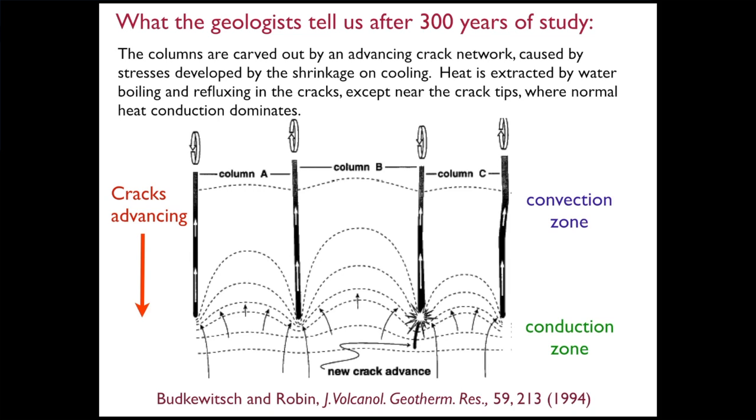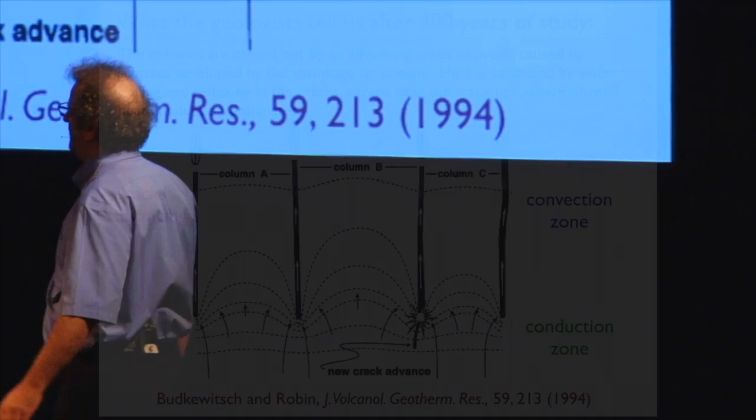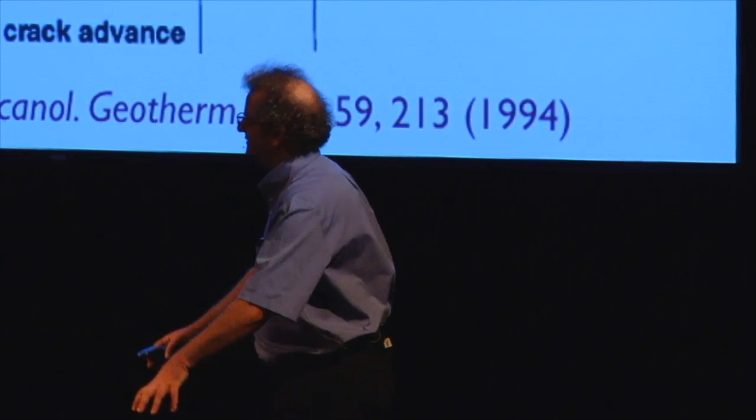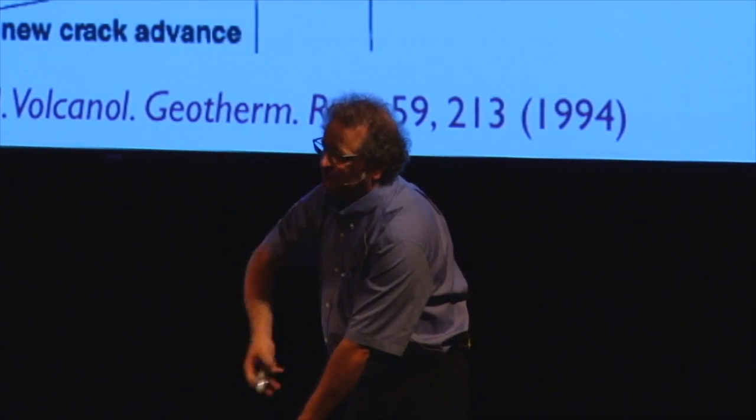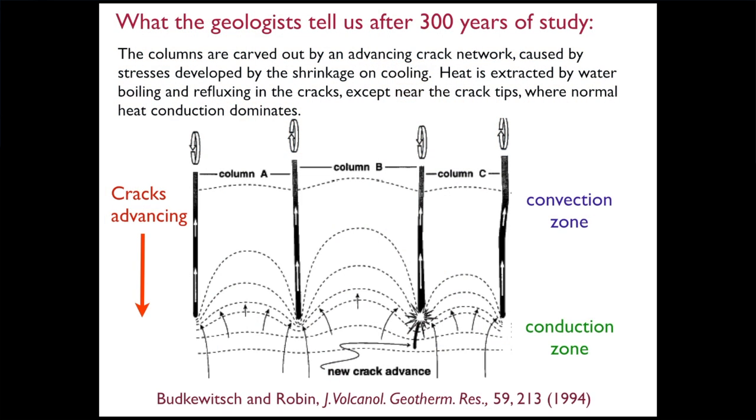So what happens is a crack network develops on the surface of the flow, just like a mud crack network. And then as the crack network advances, it extracts heat from the flow mostly by boiling water up through the cracks. And then a region down near the crack tips advances into the flow. And down here, it's too hot for water to exist, and the heat travels down by normal heat conduction until it can find some water to boil off and be carried out.